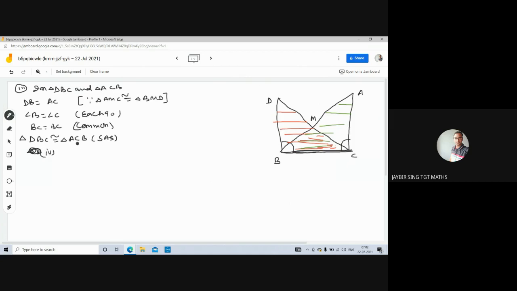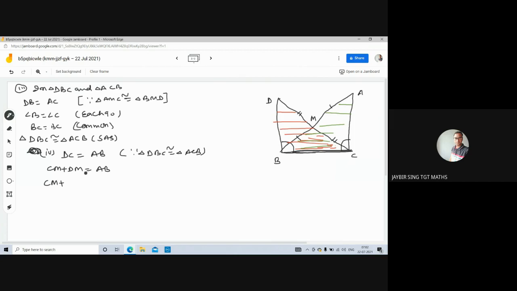Now see, DBC is congruent to ACB. It means DC is equal to AB. These are corresponding parts of the congruent triangles, since DBC is congruent to triangle ACB. So DC can be written as CM plus DM. And we need to have CM only, so DM will be replaced. And you know, this CM is equal to DM.